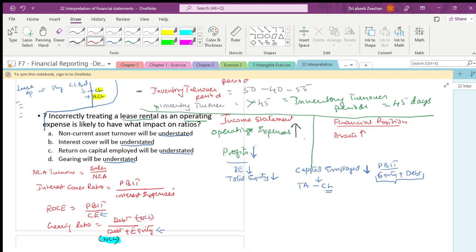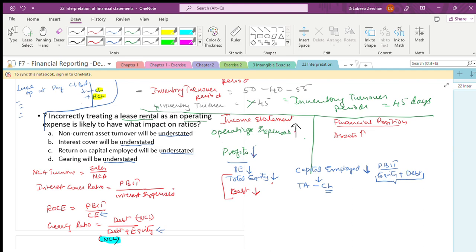Now, what happens? You have incorrectly treated a lease as a rental, as an operating expense. When it is treated as an operating expense, your operating expenses will increase, your profits will decrease, your equity will decrease. Is it right? Your lease rentals, automatically what will happen? The debt component will also decrease. Just by incorrectly treating one expense, it will have an impact on other elements too.